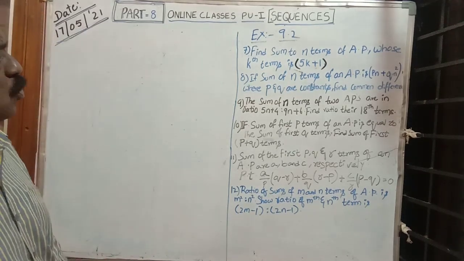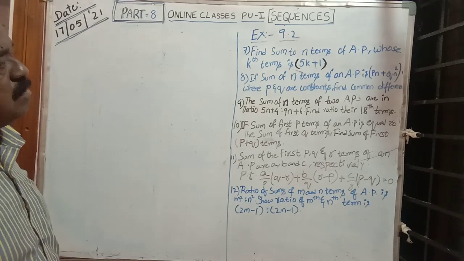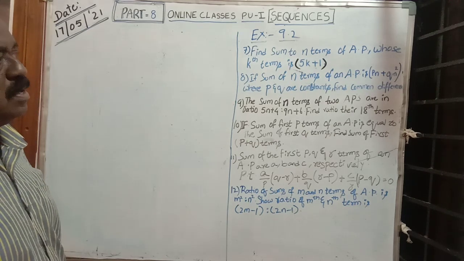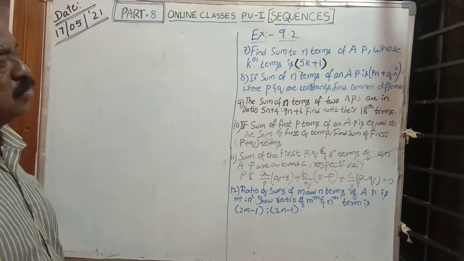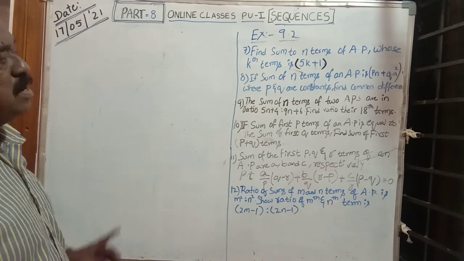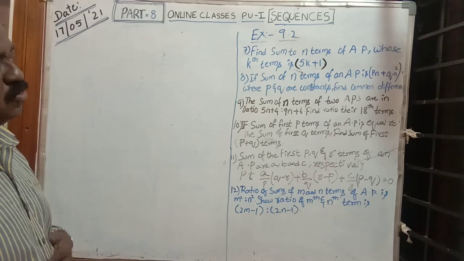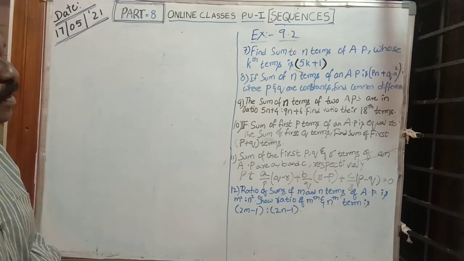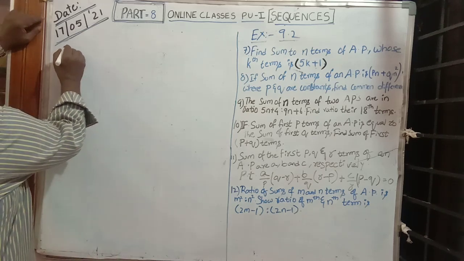Say, the 8th one. The sum of n terms of an AP is Pn square plus Qn, where P and Q are some constants. Then find the common difference. Say, the 8th one.